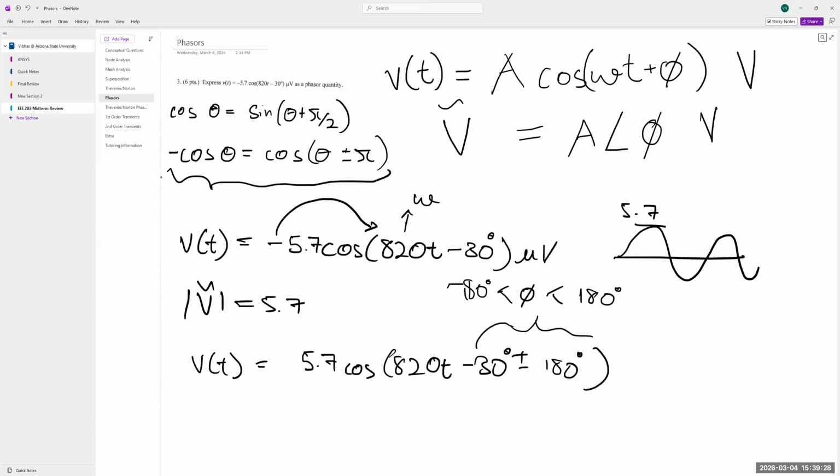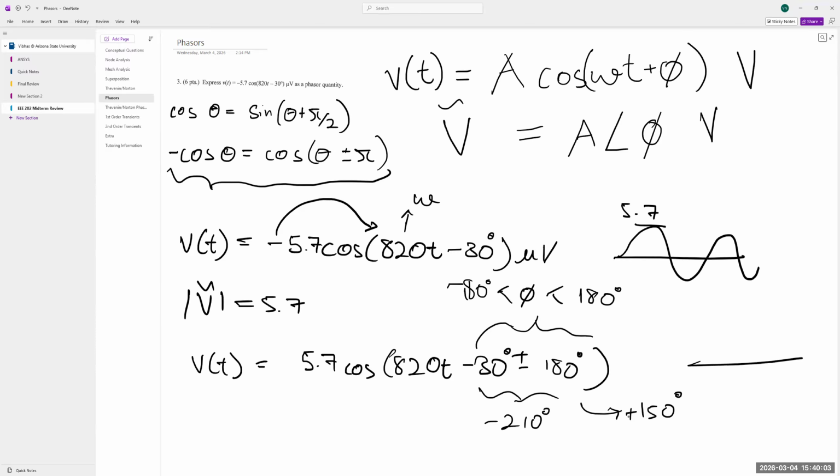So we're going to choose the value of positive or negative 180 such that we keep this between these limits. So if I do choose negative 180, then this phi is going to be negative 210 degrees. But if I choose positive 180, it's going to be 150 degrees. Sorry, negative 150 degrees, which is in my range. Sorry, wait, let me think of this. Sorry, positive 150 degrees.